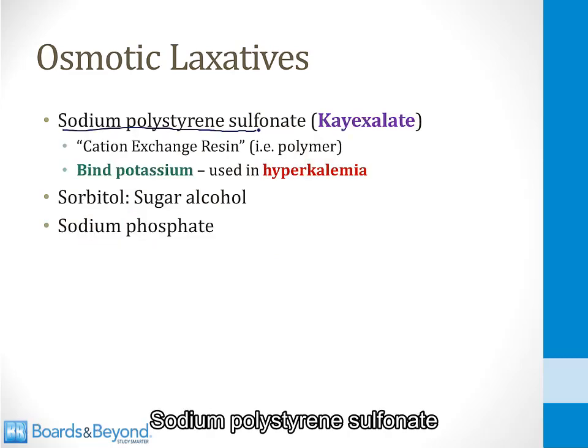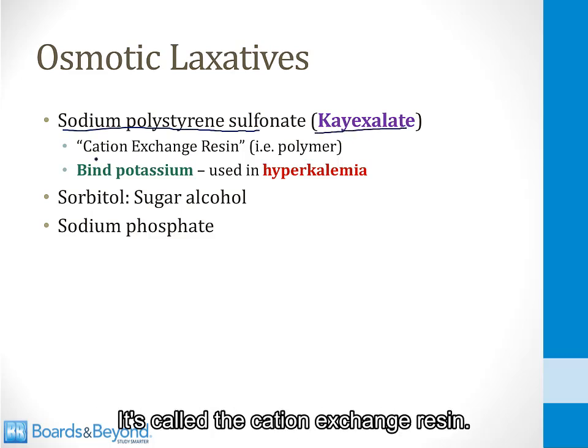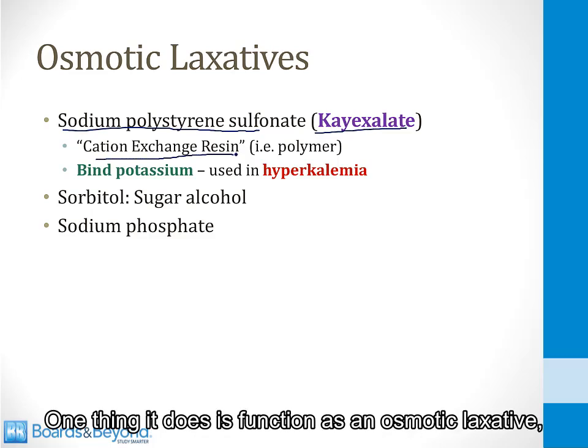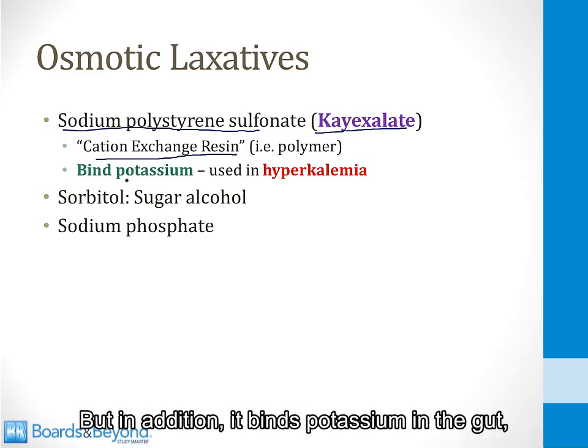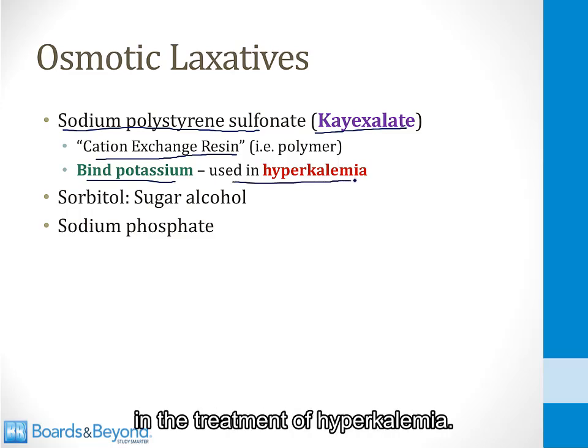Sodium polystyrene sulfonate is sold under the trade name Kayexalate. This is a polymer. It's called a cation exchange resin. One thing it does is function as an osmotic laxative, so it will produce a bowel movement. But in addition, it binds potassium in the gut, and therefore it's got a role in the treatment of hyperkalemia.